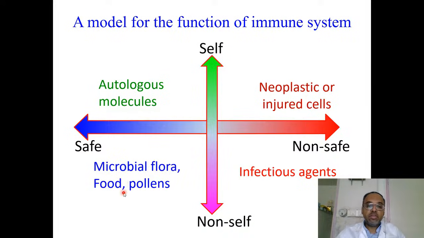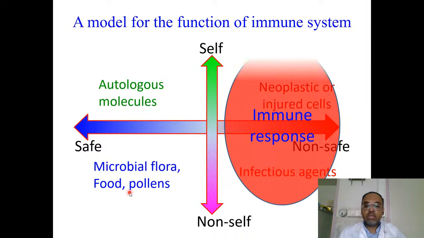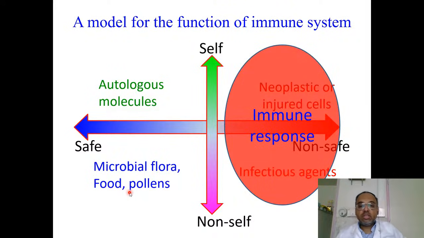And we have a lot of different things down here: microbial flora, food antigens, pollens, and a lot of different things which are foreign to our body. So they are considered non self, but they are safe at the same time. So this is a simplified model of the function of the immune system. And basically, we say that on the right side of the page, when we're dealing with a non-safe entity, regardless of whether it's self or non-self, we should have an immune response.